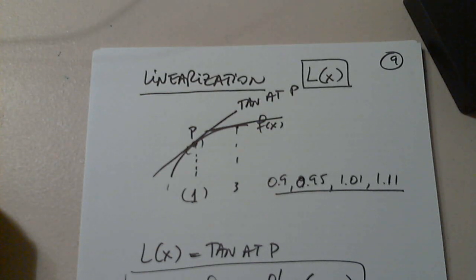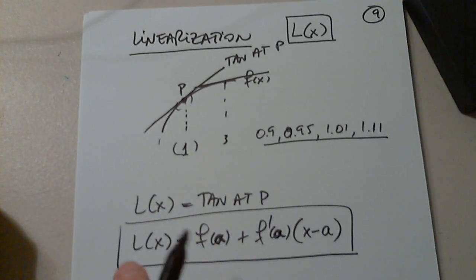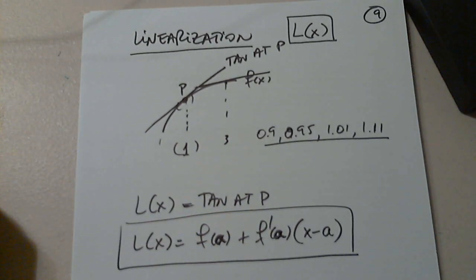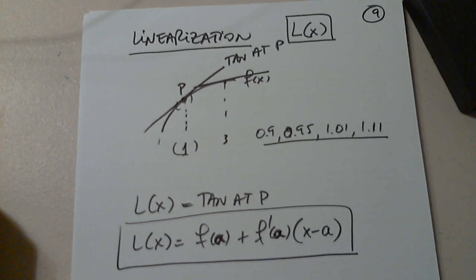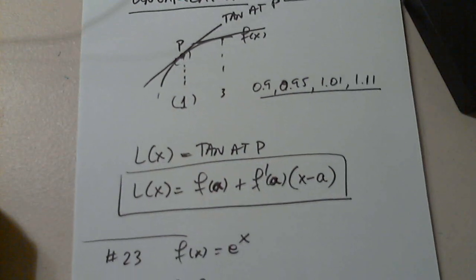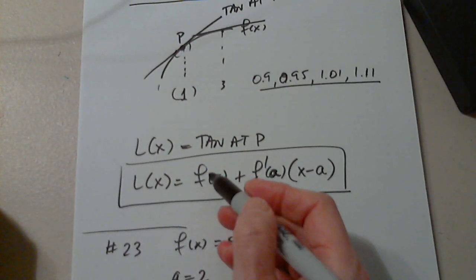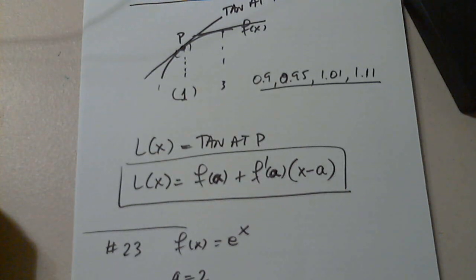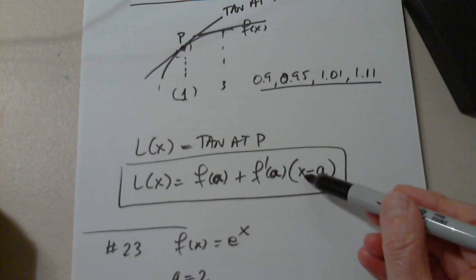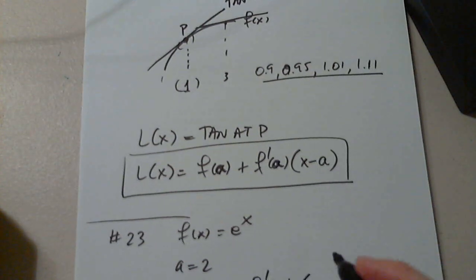So let's choose. Since you are fond of e to the x, find the linearization, which is denoted by L of x, of f, which is this, at a equals 2. So, let's say that was problem 23, f of x equals e to the x, and we have a equals 2. All we need to do is just write the formula. L of x equals f of 2 plus f prime of 2, and here it's x minus 2.